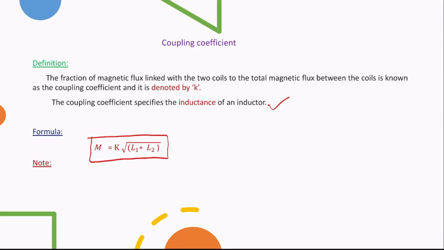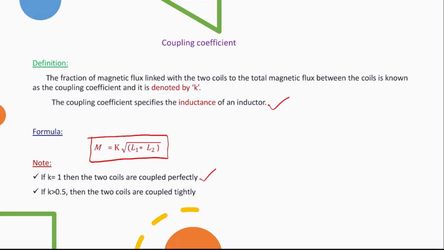And the point to be noted is, if the value of K is equal to 1, then the two coils are coupled perfectly. Whereas if the value of K is greater than 0.5, then the two coils are coupled tightly. And if the value of K is less than 0.5, then the two coils are coupled loosely. So this is how we can calculate the value of the coupling coefficient which specifies the inductance of an inductor.